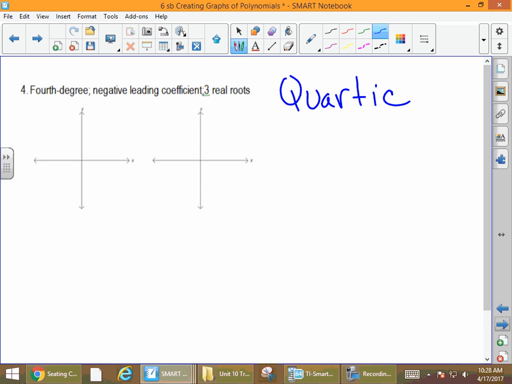Once again, with the even functions, our graphs either go towards positive infinity on both sides, or go towards negative infinity on both sides. So this one, we have to go both towards negative infinity. We need three roots, so we can do something here and here and here. And it's going to end downward.